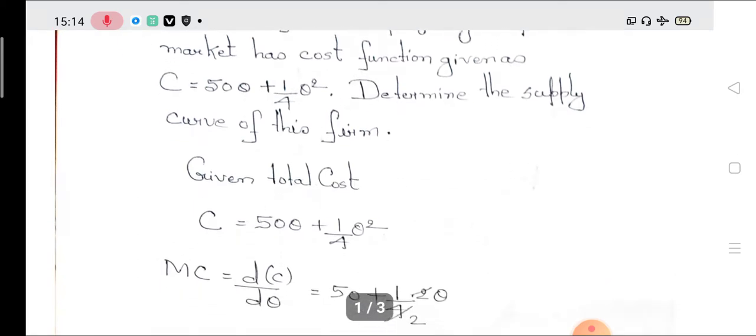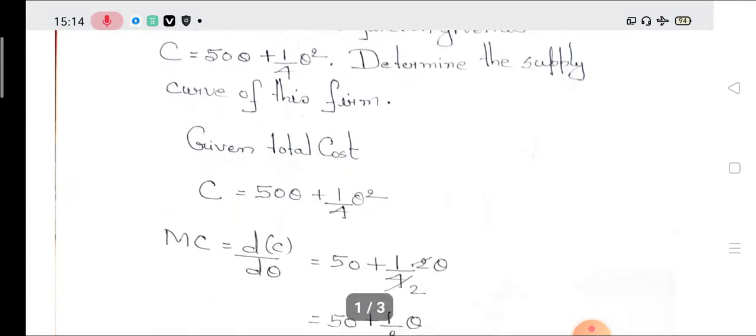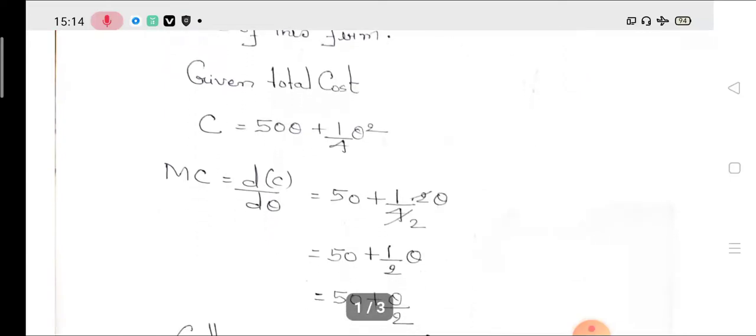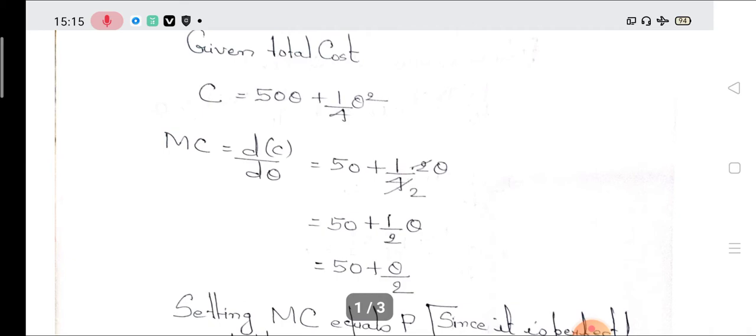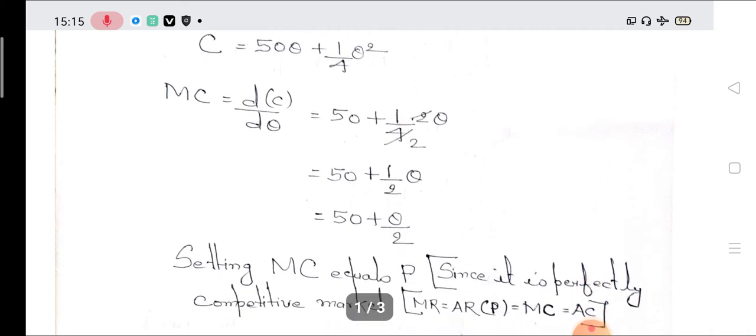Now start the solution. First of all, the total cost function is given here: C equal to 50q plus 1/4 q squared. First task is to get MC, that is the marginal cost. How is MC calculated? Just by taking the derivative of the cost function with respect to q, we can get marginal cost. Taking the derivative of total cost with respect to q, we got 50 plus q by 2 as the marginal cost.